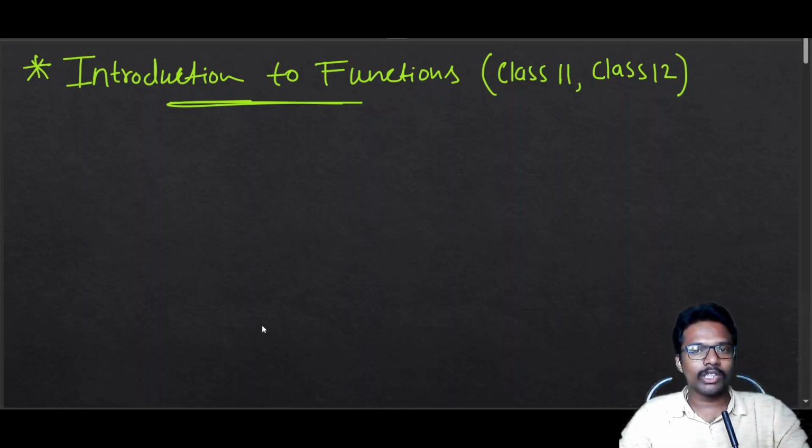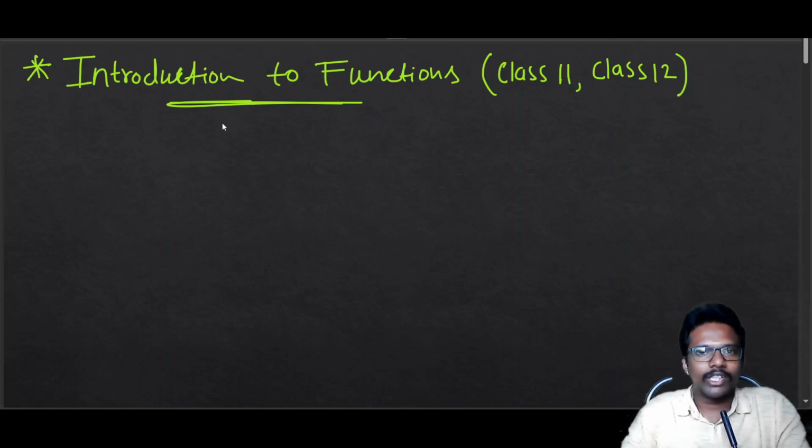From this functions topic, in the PU board we may get 5 marks. Definitely a 5 marks question will be there from this topic. So I am going to solve those 5 marks questions also. And after completion of this relations and functions chapter, next I am going to start CET problems, so that you will solve the CET problems also between these two topics, relations and functions. Without wasting any time, let's move to our functions topic.